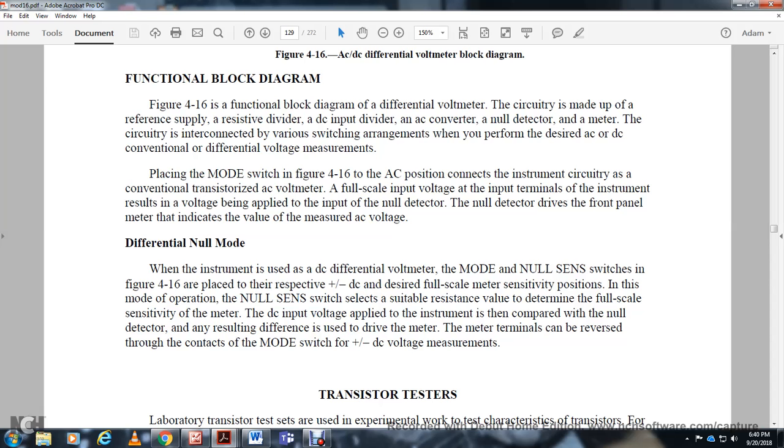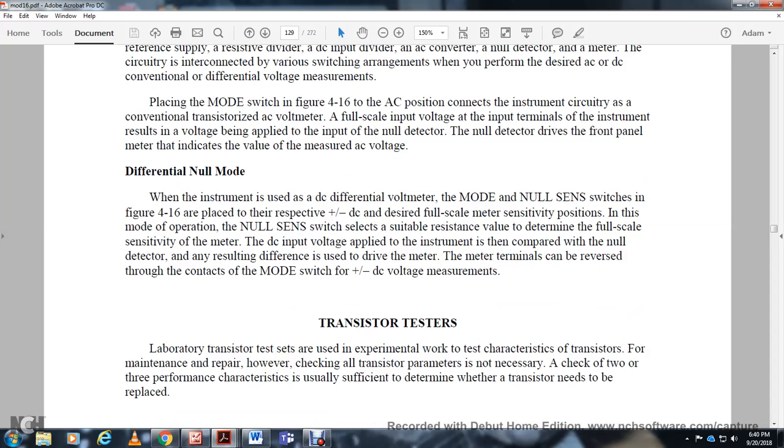The instrument is used as a DC differential voltmeter. The mode null sense switch is in the position shown in figure 4-16, and the desired positive or negative DC full scale meter sensitivity is selected. The null sense switch is set to determine the full scale sensitivity of the meter. The DC input voltage applied to the instrument is compared with the null detector, and the resulting difference is displayed on the meter. The meter terminals can be reversed through the mode switch for positive or negative DC volt measurement.